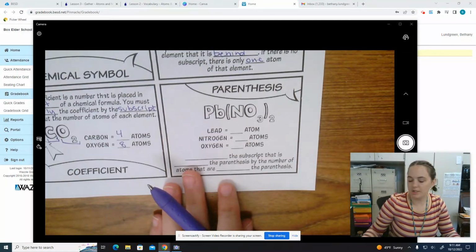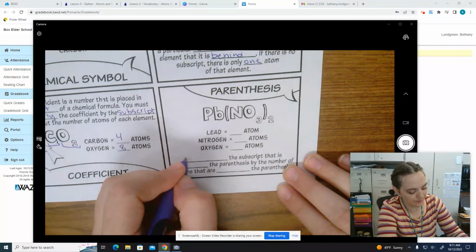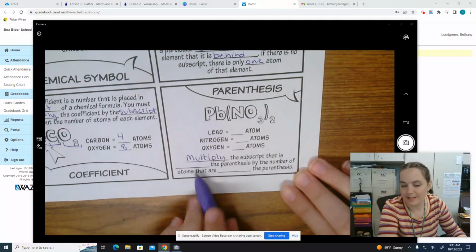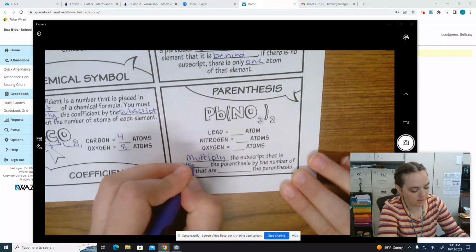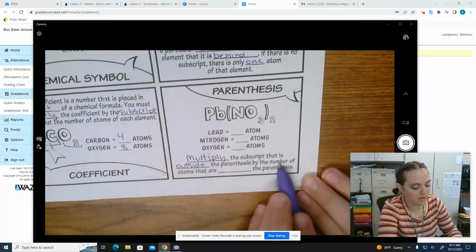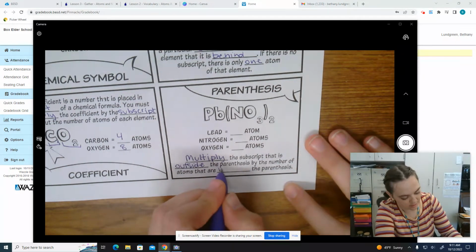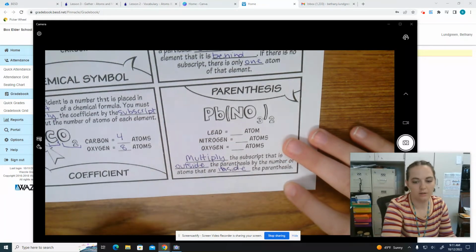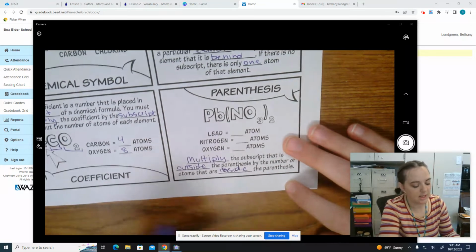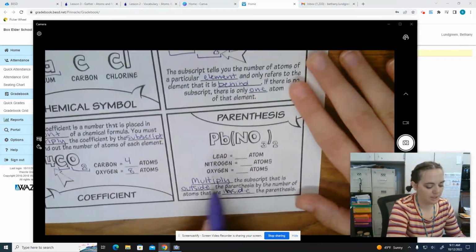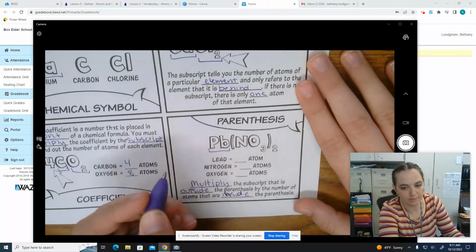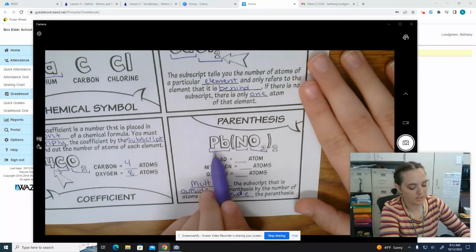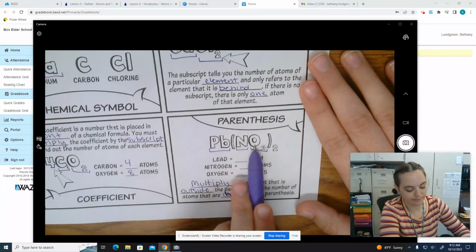Okay, so what the parentheses do is we are going to multiply the subscript that is outside the parentheses by the number of the atoms that are inside. Inside the parentheses. So what I mean is we have this symbol right here, we have this symbol right here, and we have this symbol right here. This one is lead, this one is nitrogen, and this one's oxygen.